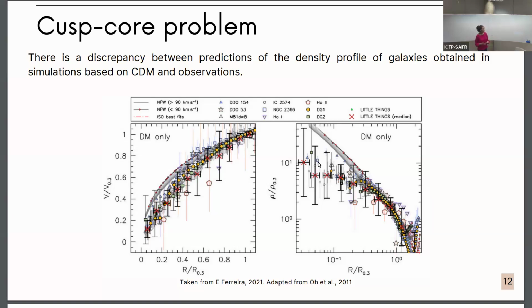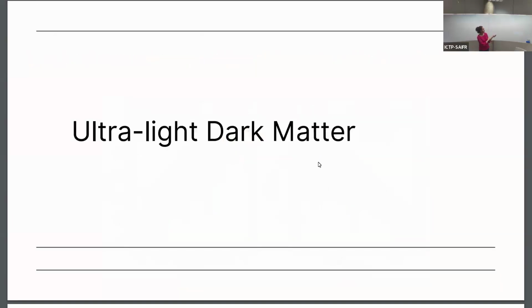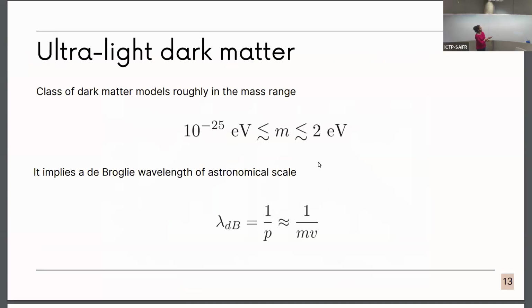This is an open question. And in our case, we choose to work in maybe it's not CDM inside. So this moves us to the next topic, that's ultralight dark matter. So ultralight dark matter is a class of dark matter candidates that lives roughly in this mass range.